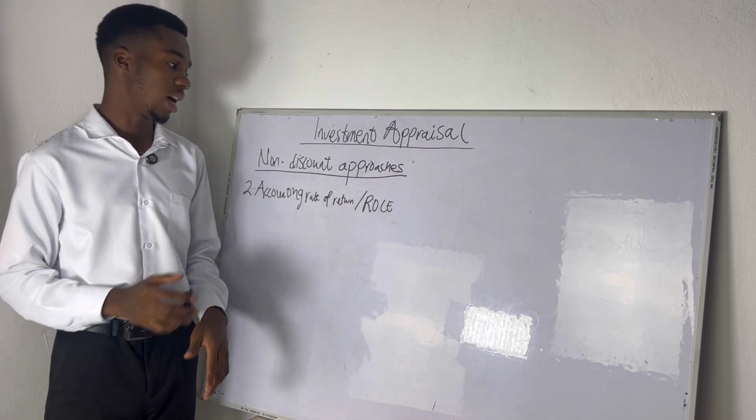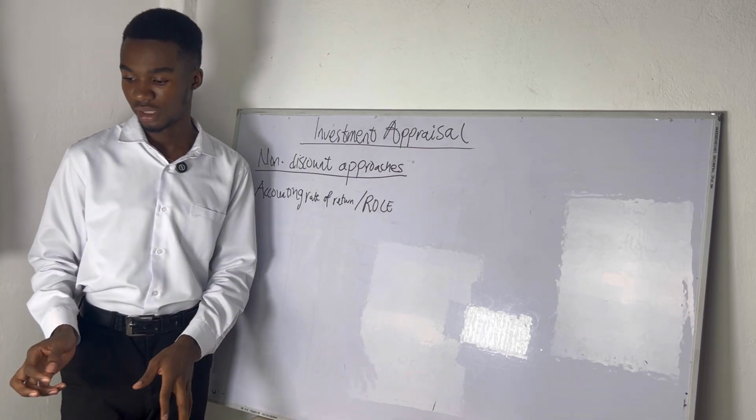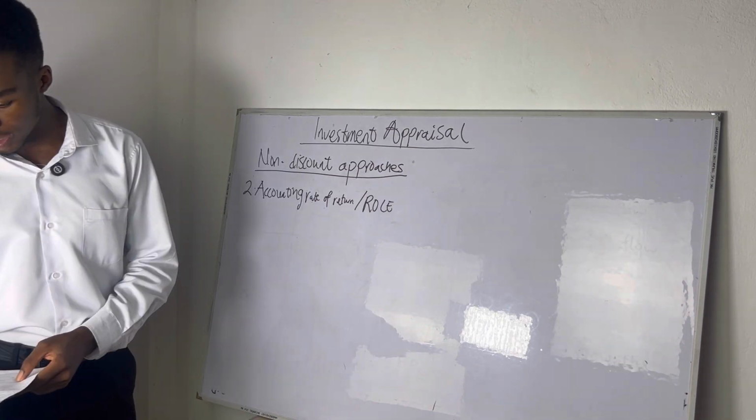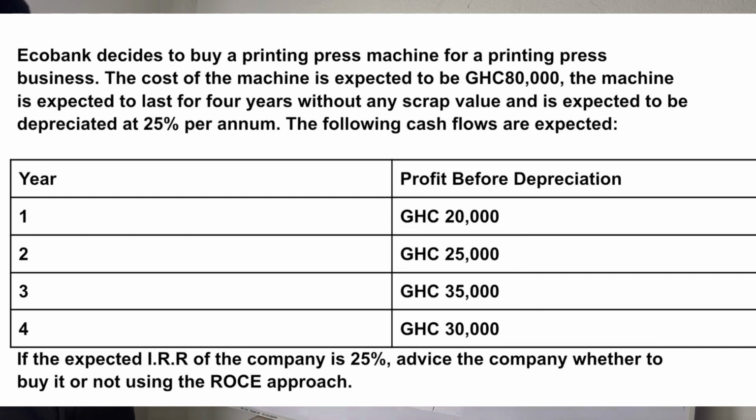So let's take a question under accounting rate of return to see what it looks like. This one is a bit long, so I'm going to read it. It says, EcoBank decides to buy a printing machine for a printing press business. The cost of the machine is expected to be 80,000 cedis. The machine is expected to last for 4 years without any scrap value and is expected to be depreciated at 25% per annum on the straight line basis. The following cash flows are expected.